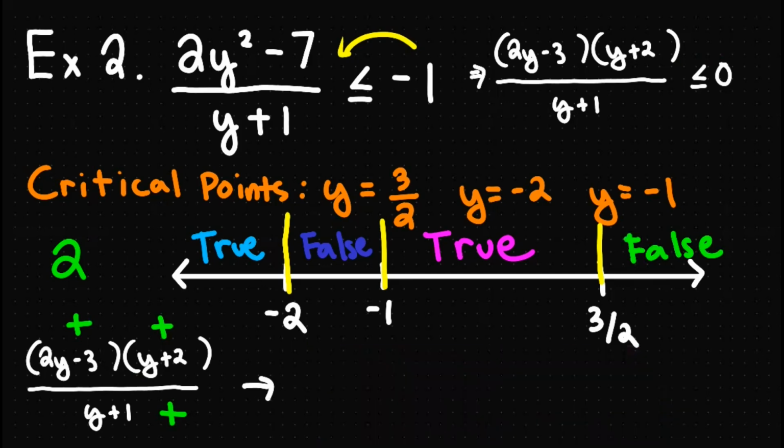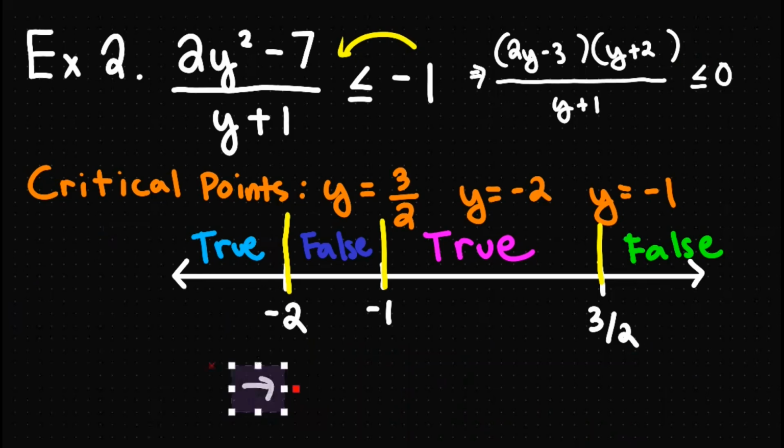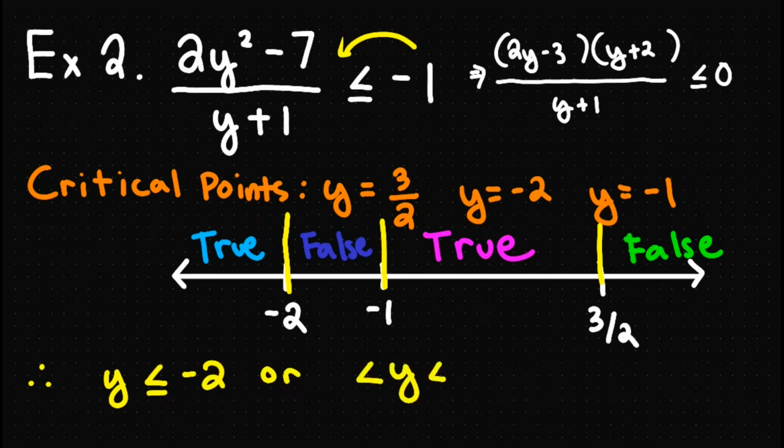So now that we are done with testing out the values with this one, we can now have our final answer. So our valid regions is the first region and the third region. So we say that y is less than or equal to -2, or y is from -1 to 3 over 2.